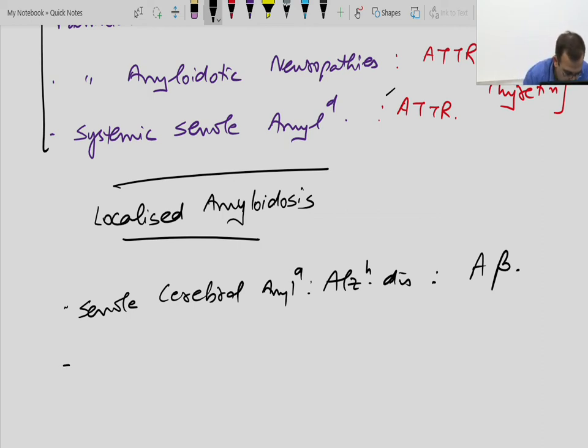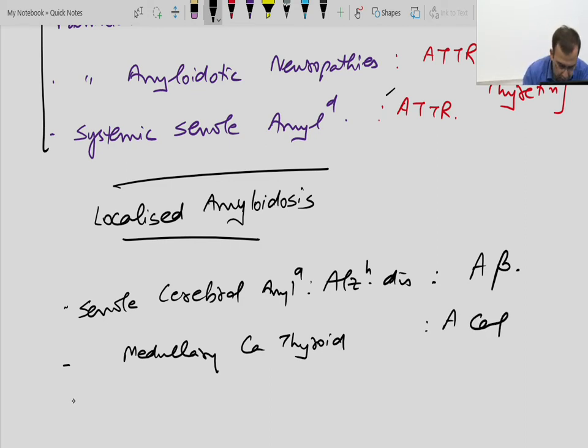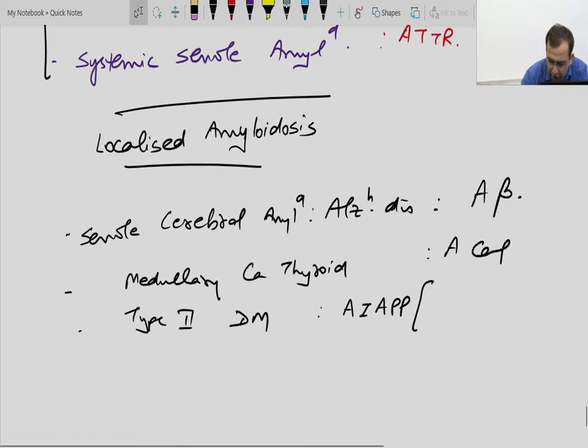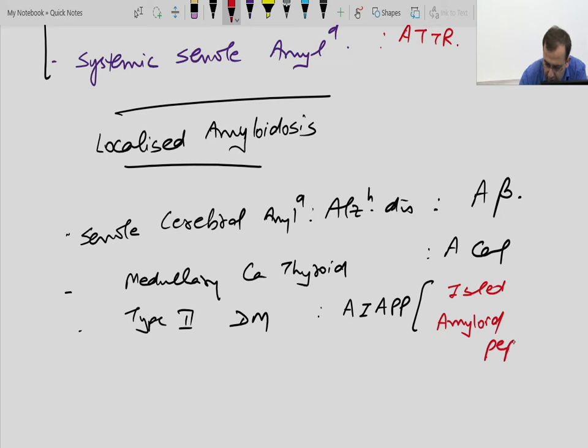The next localized amyloidosis is medullary carcinoma thyroid, with deposition of ACAL. Next, type 2 diabetes, associated with IAPP, that is islet amyloid peptide. IAPP, islet amyloid peptide, type 2 diabetes.